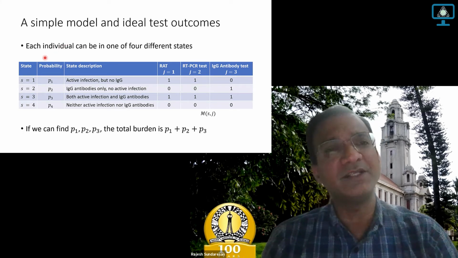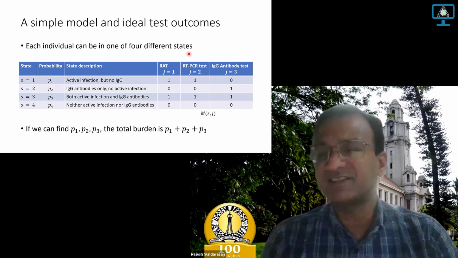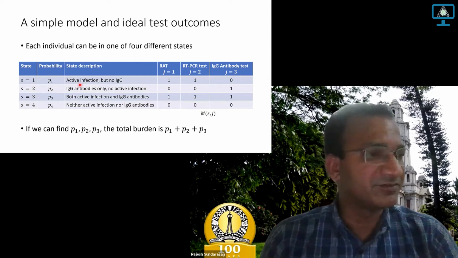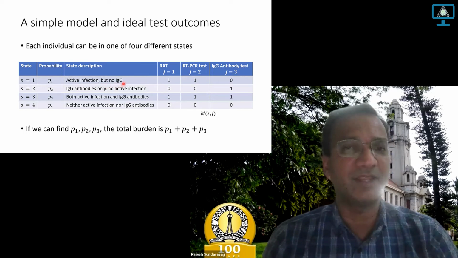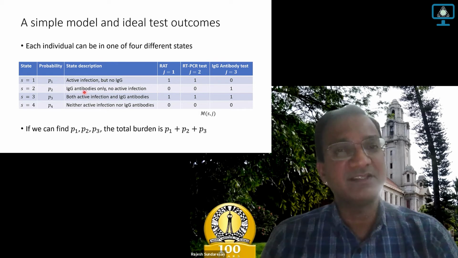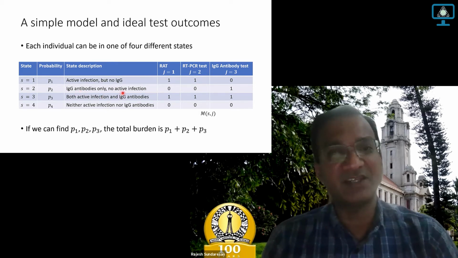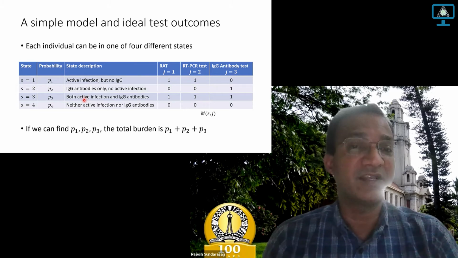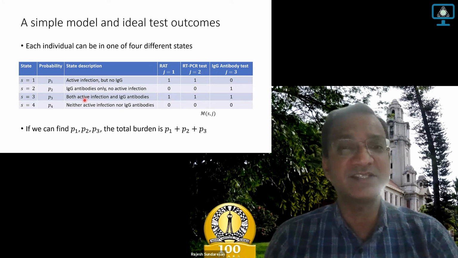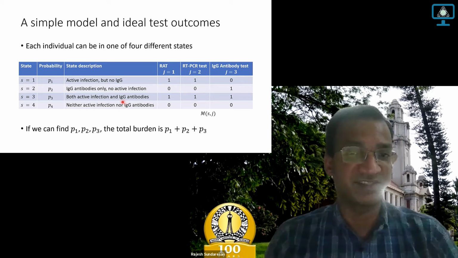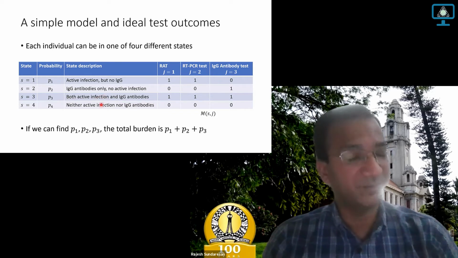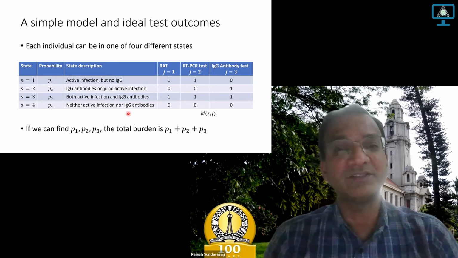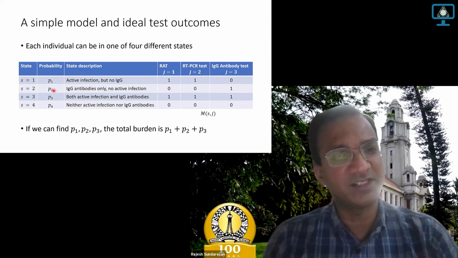In this model, we assume that each individual could be in one of 4 different states. I'll call them S1, S2, S3, S4, S for state. In the first state, the individual has only active infection, but has not yet developed any antibodies. In the second state, the individual has had past infection, but doesn't have any active infection, and has developed antibodies. In the third one, the individual is in this intermediate stage where there is still viral RNA or maybe viral proteins, but IgG is also showing presence. This could happen because the viral RNA can stay on for a long time. And in the fourth state, the person shows no active infection and no antibodies. So we assume in the simple model that these are the four possible states.